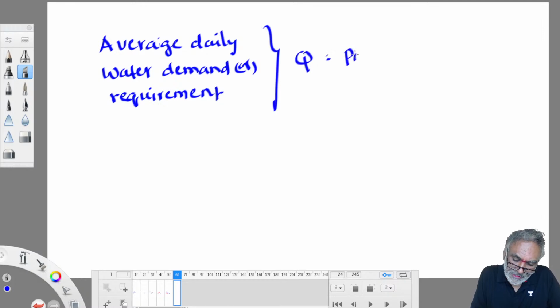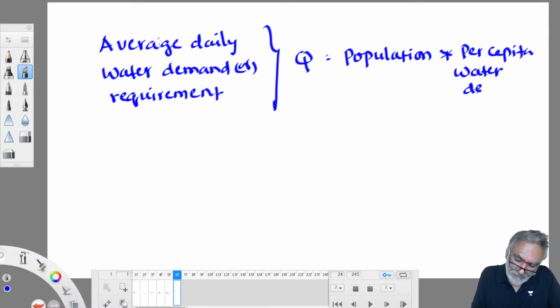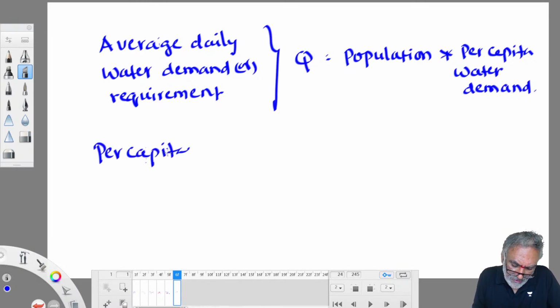This is Q, which is equal to population into per capita water demand. Okay. This is always constant. What is constant? Per capita water demand, only one time we estimate. So once you estimate, forever it remains constant. So what will change from time to time? Population changes from time to time. So population is a variable. Per capita water demand, once you estimate, it always remains constant.